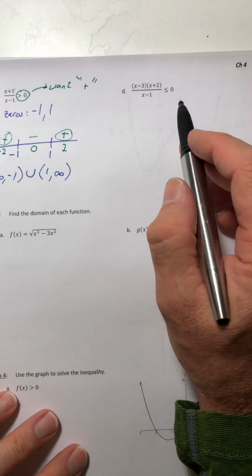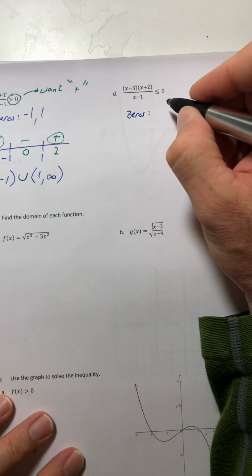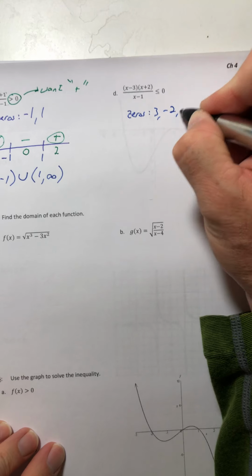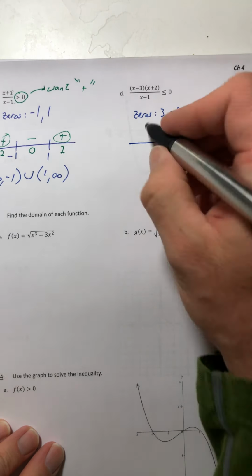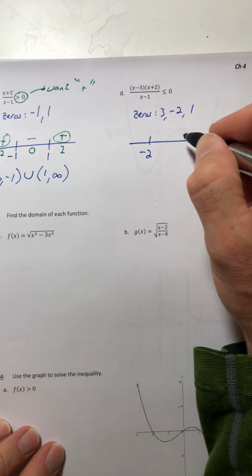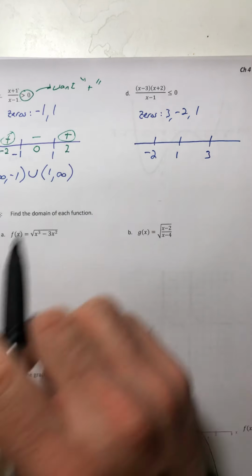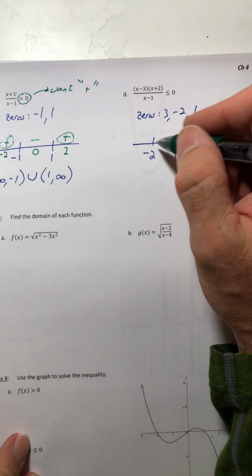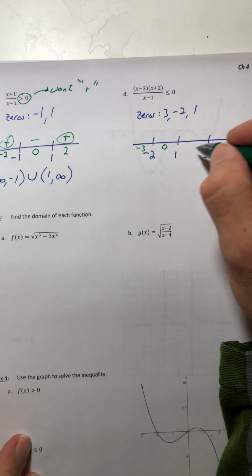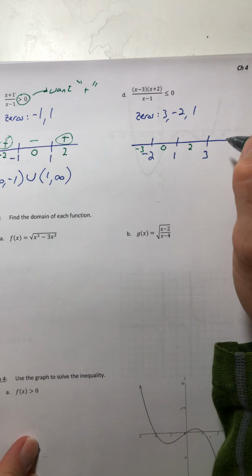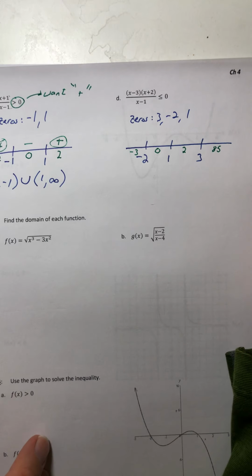Okay, part D, my zeros: 3, -2, and +1. So let's put them in order. So -2, 1, and 3. Get some test numbers. So like -3, 0, 2, and just for fun, let's do 85.